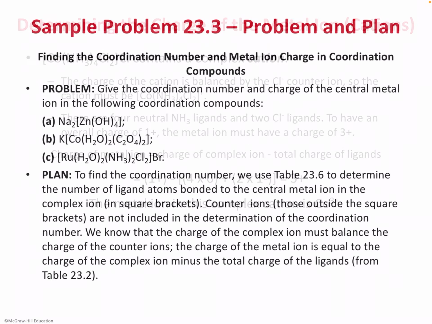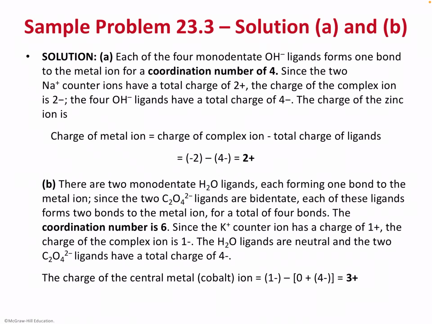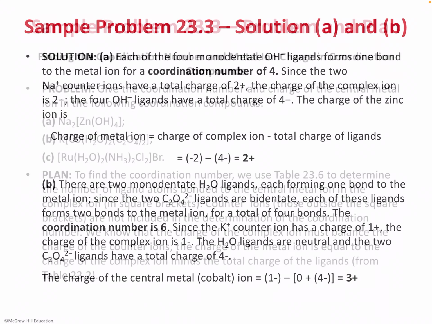So negative 1 minus 0, and there are 2 of the negative 2, so negative 2 times 2 is negative 4. So then negative 1 minus negative 4, minus minus makes plus, so plus 3. So the charge of the central metal ion is plus 3.